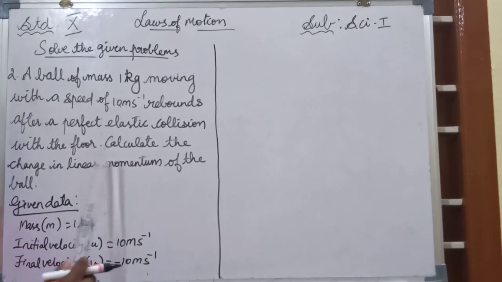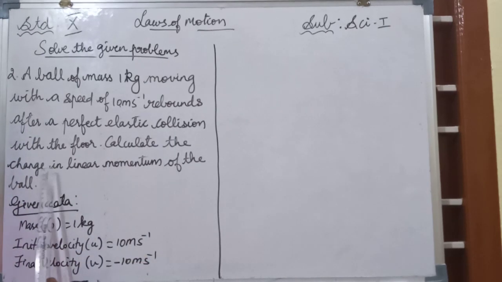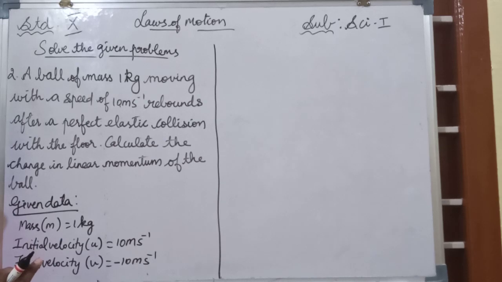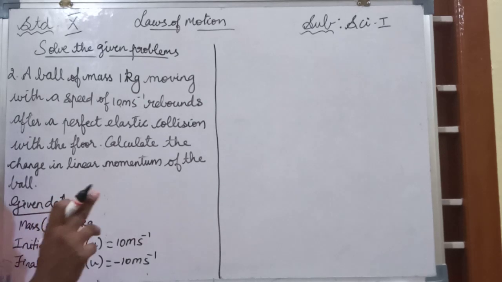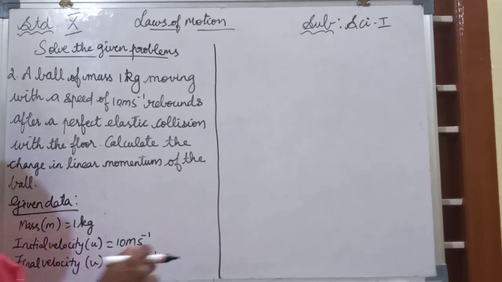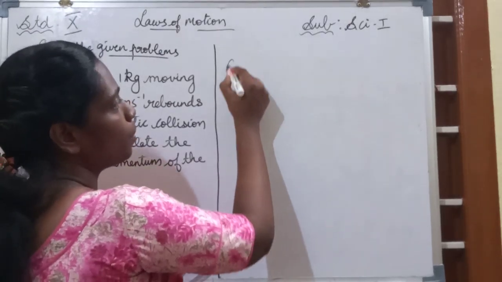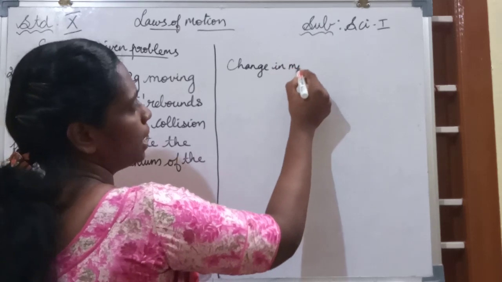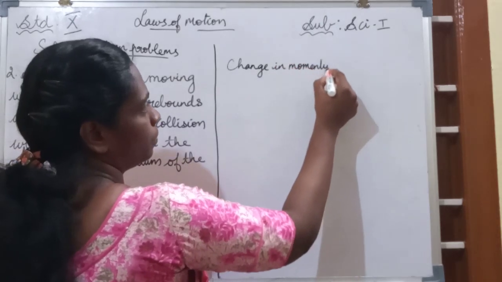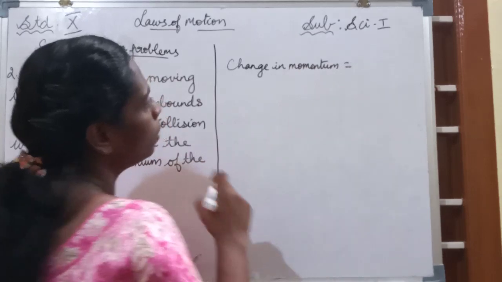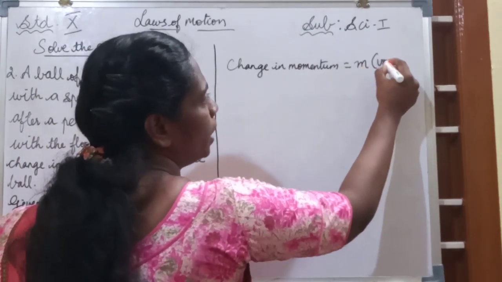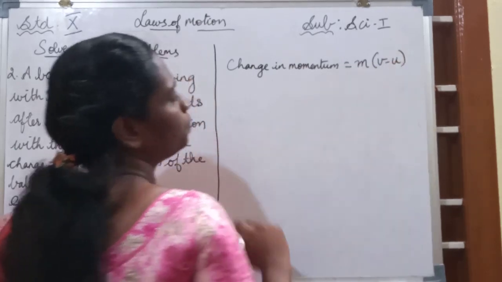Now, what do we have to find out? Calculate the change in linear momentum of the ball. So, what is the linear momentum formula? P is equal to m into v. Change in momentum, how we are supposed to write it, is change in momentum is equal to m into (v minus u).